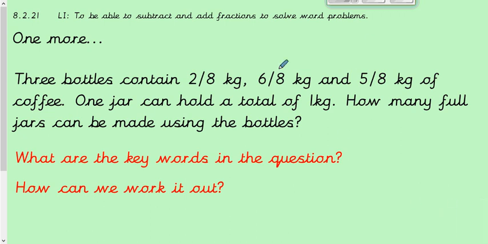Okay, so the keywords then, we have 2/8 kilograms, 6/8 kilograms, and 5/8 kilograms. So those are definitely going to be important. And it says 1 jar can hold 1 kilogram. How many full jars can be made using the bottles? So that's basically saying how many wholes would fit into 2/8, 6/8, and 5/8. So what we need to do is add them up and then work out how many wholes are in them.